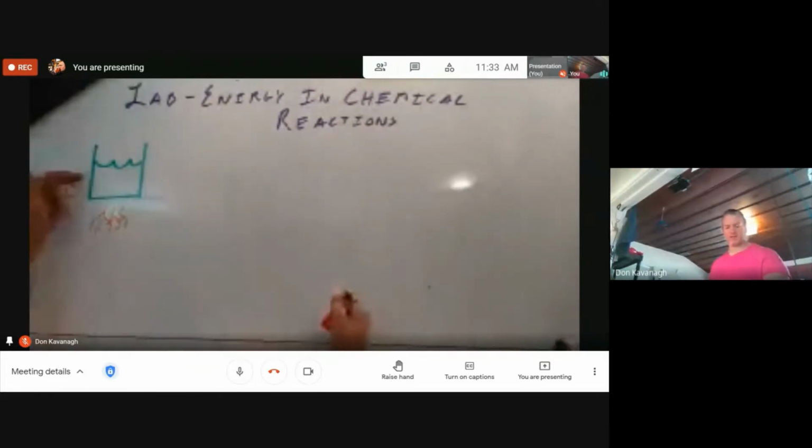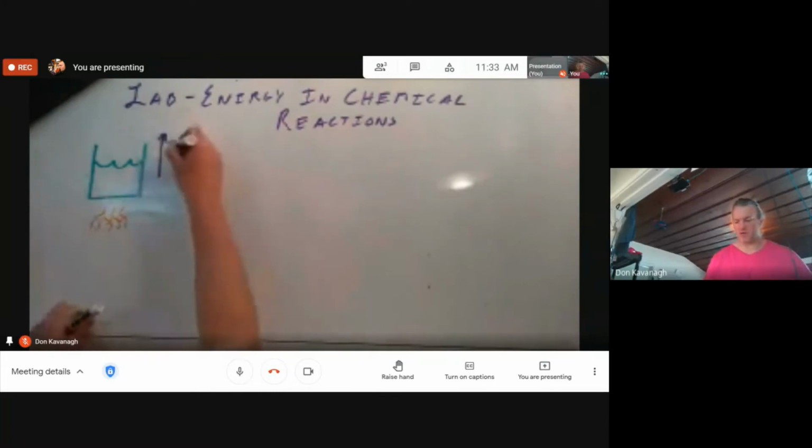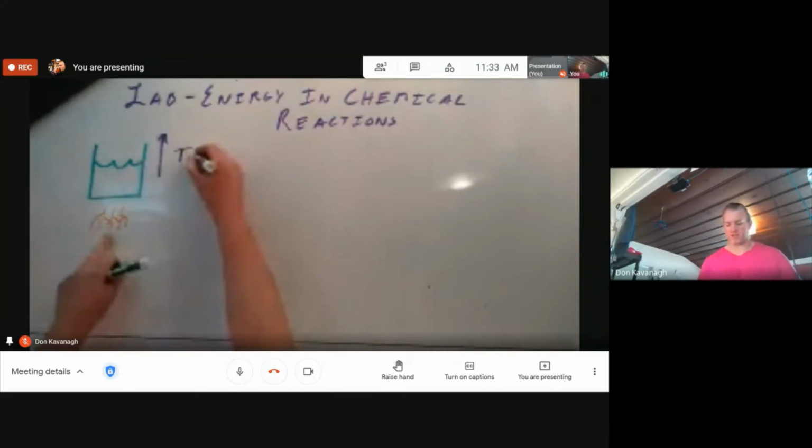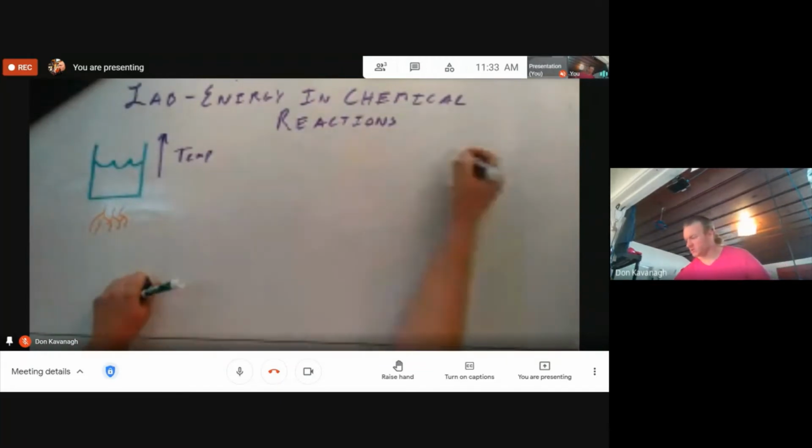So in that lab, that guy has a can of water, and he heats it up. Now, no surprise that when you heat water, the temperature increases. And when that temperature increases, that means that the water must have absorbed energy. And we measure the unit of energy in joules.